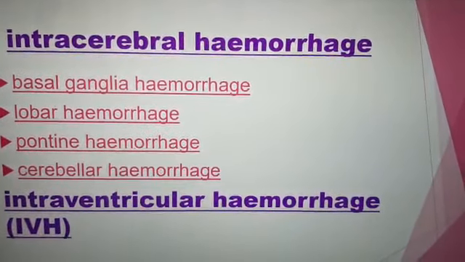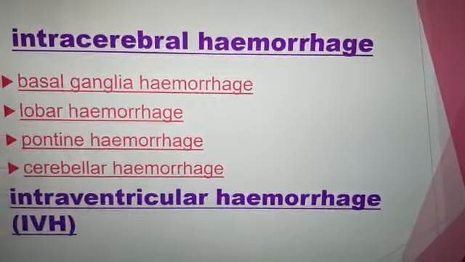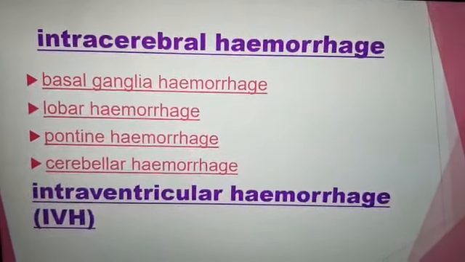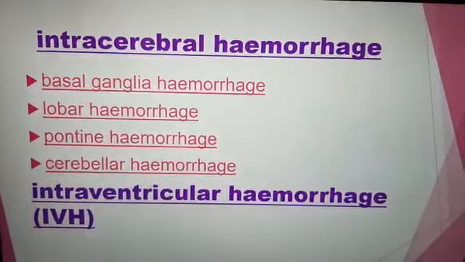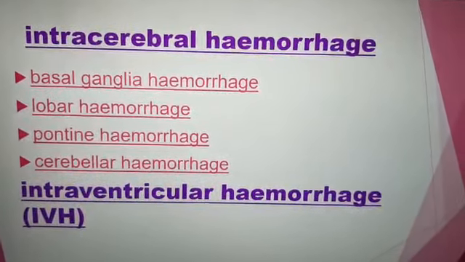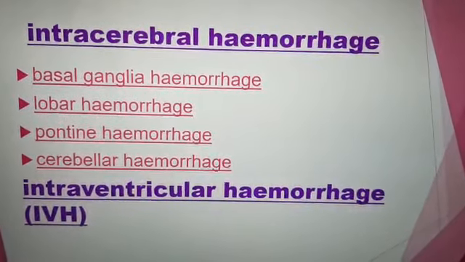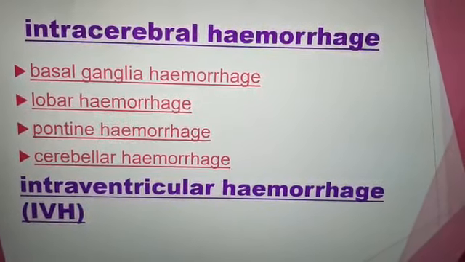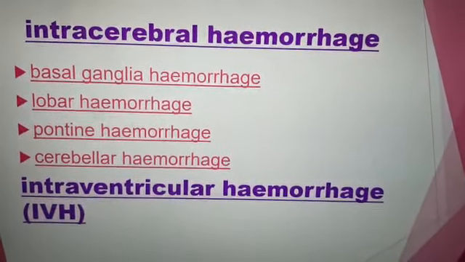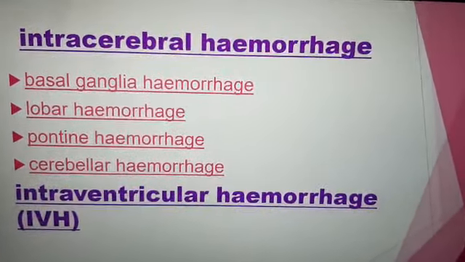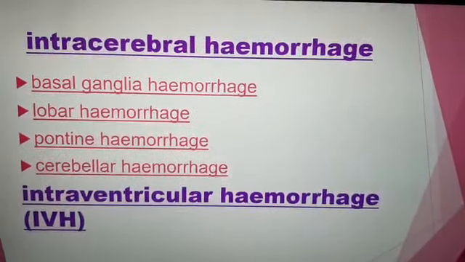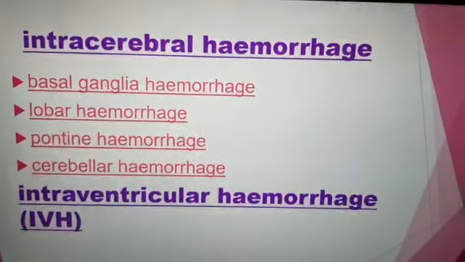Intraaxial hemorrhage has two types: intracerebral and intraventricular. Intracerebral means the hemorrhage is inside the brain itself, so it can be in the basal ganglia, lobar, pontine, cerebellar, wherever in the brain; it is called intracerebral hemorrhage. Intraventricular means the hemorrhage is inside the ventricle. So we have two types of intraaxial: intracerebral and intraventricular.